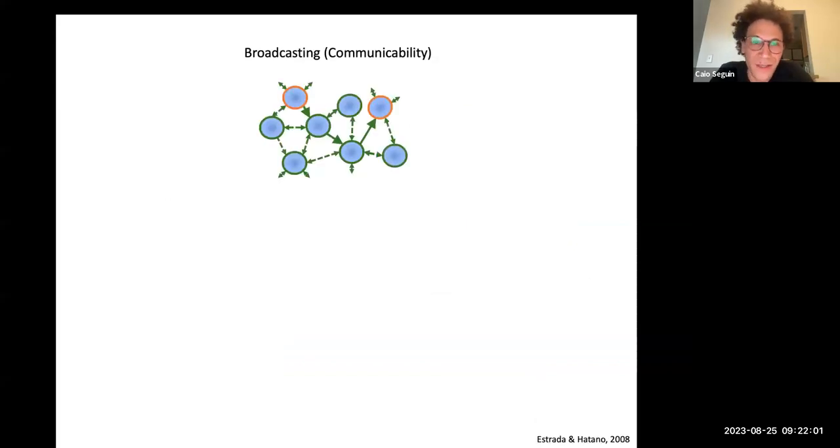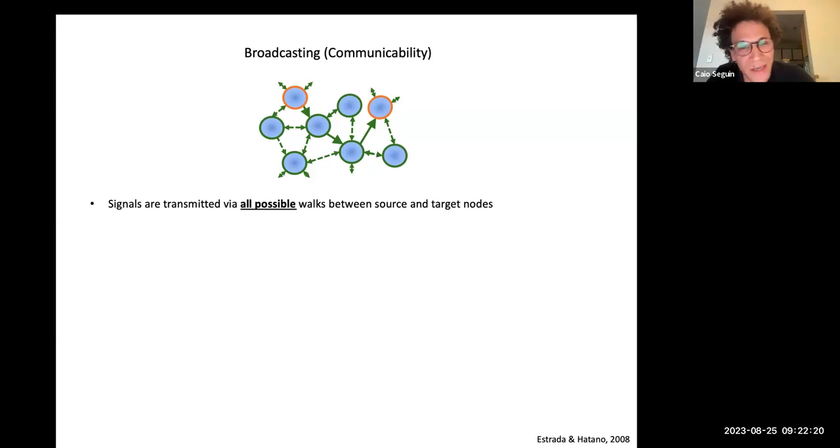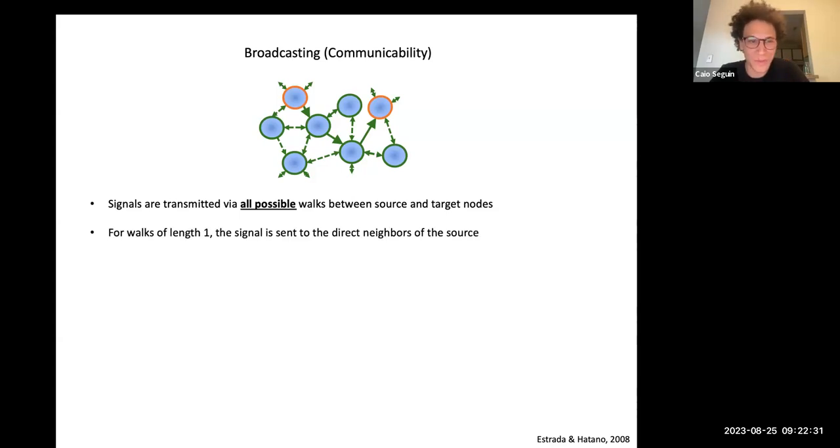Another model that I really like is this idea of broadcasting. So this is more related to the diffusion conceptualization instead of routing. And here I'm going to think of broadcasting in terms of a particular implementation that has to do with communicability, which I'm going to explain what that is. So communicability proposes that if you're transmitting a signal, it's going to be transmitted via all possible walks between a source node and a target node. So what does that mean, all possible walks?